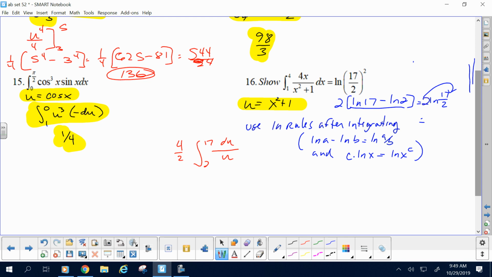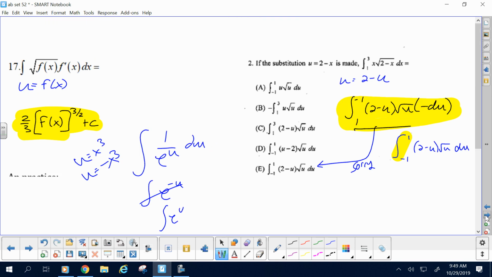So I think this is what my new integral would look like. Something like 4 over 2 times the integral from 2 to 17 of du over u, which is 2 log of the absolute value of u from 2 to 17. That gets you this step, 2 times log of 17 minus log of 2, yeah? Now how do you get that final answer? Well, log rules. Log of one thing minus another is the log of 17 over 2, and then the 2 can be brought up to the exponent. So log rules, okay? Yep. All right.